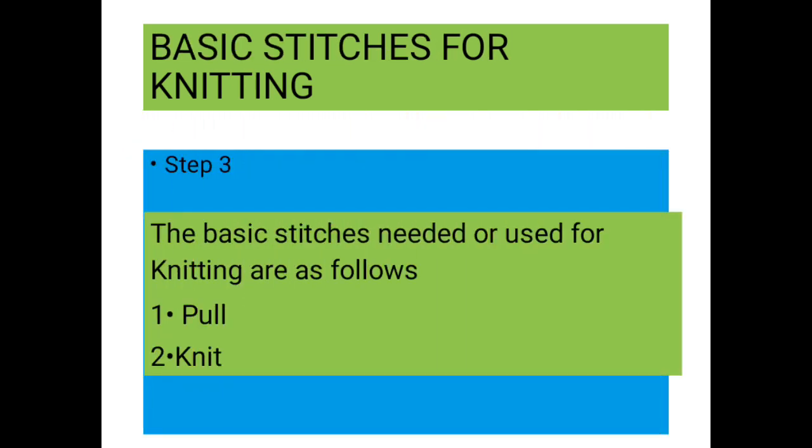And then finally, we're going to be talking about the basic stitches for knitting. The stitches used for knitting are as follows. Just two of them here that we have this morning: the purl and also the knit. This is actually an online class, and maybe when we come physically, we're going to explain these things, see them physically, and work with them.